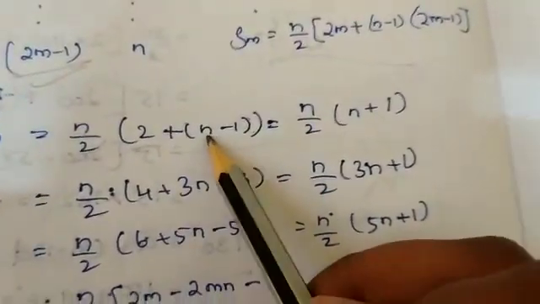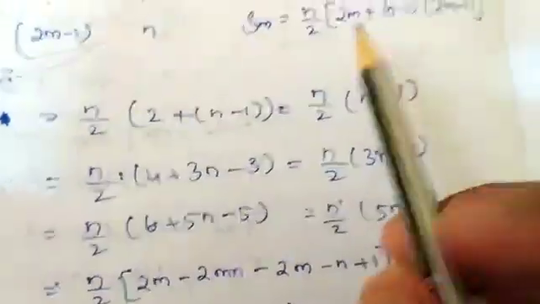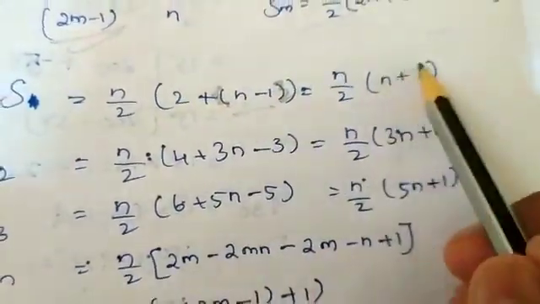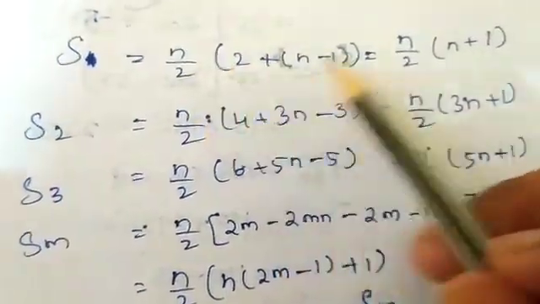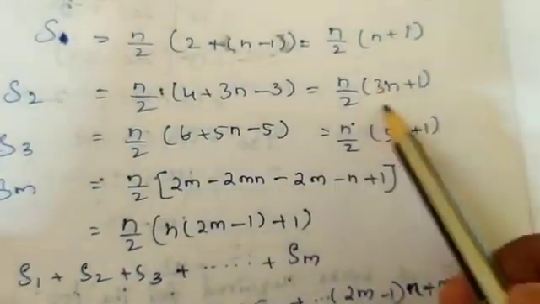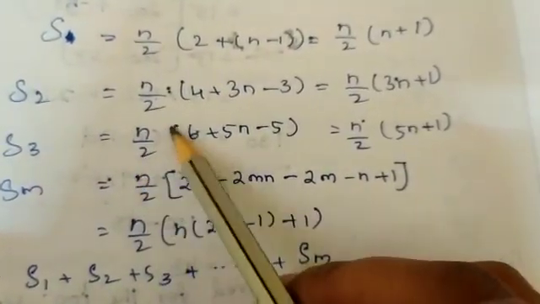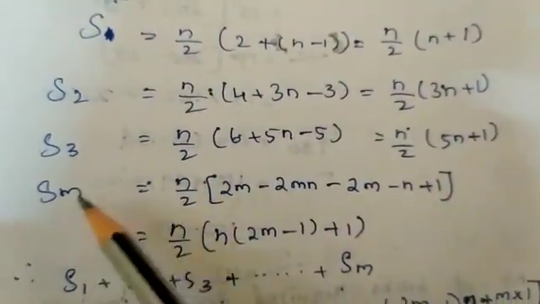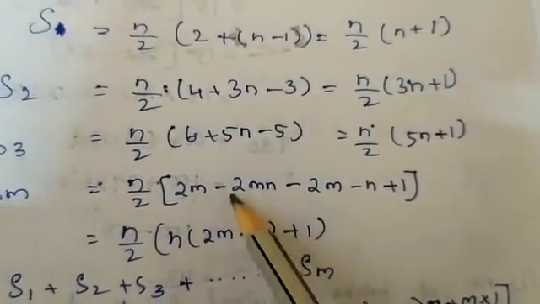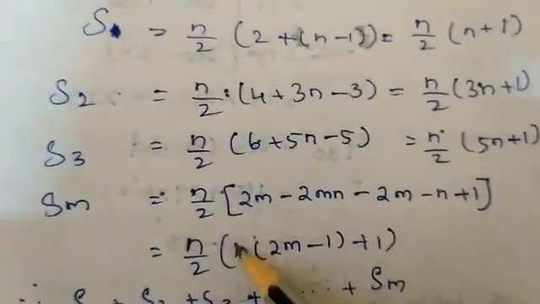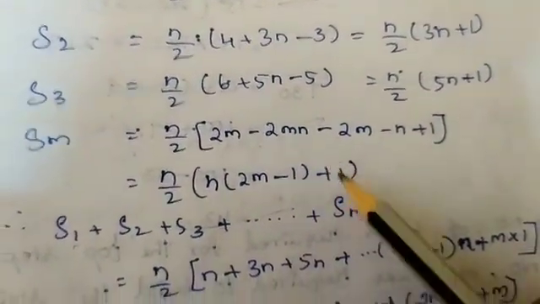Here no other calculations are there, only n minus 1 is there. So we can remove the brackets, then we will get 2 minus 1, that is 1, and n will be the same, and n by 2 will also be the same. Like this, if you go on removing the brackets, we will get S2 equals n by 2 into 3n plus 1, S3 equals n by 2 into 6 plus 5n minus 5, which is n by 2 into 5n plus 1, and Sm is n by 2 into 2m minus 2mn minus 2m minus n plus 1, which is n by 2 into n into 2m minus 1 plus 1.